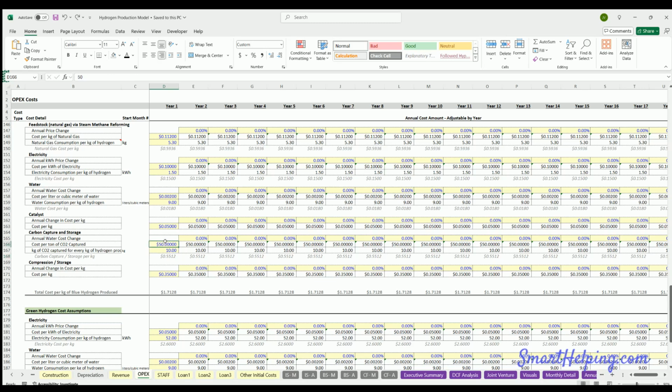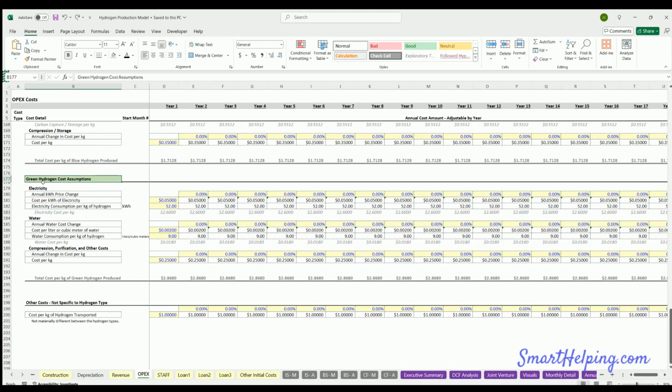So it's $50 a ton. We're producing 10 kilograms for every one. There's a conversion of kilograms to tons here. It's 0.00110231. And so we get 55 cents a kilogram. Compression storage, same as above. And again, you can adjust all your pricing over time for blue. So blue is a little bit more expensive, $1.70 to produce a kilogram.